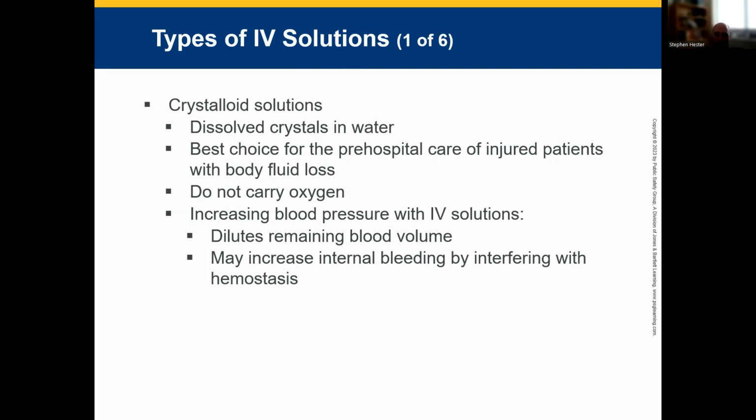They do not have the capability to carry oxygen, and boluses of 250 milliliters should be given to maintain perfusion, but not to restore the blood pressure. Increasing blood pressure with IV fluids dilutes the remaining blood volume and may increase internal bleeding by interfering with homeostasis.